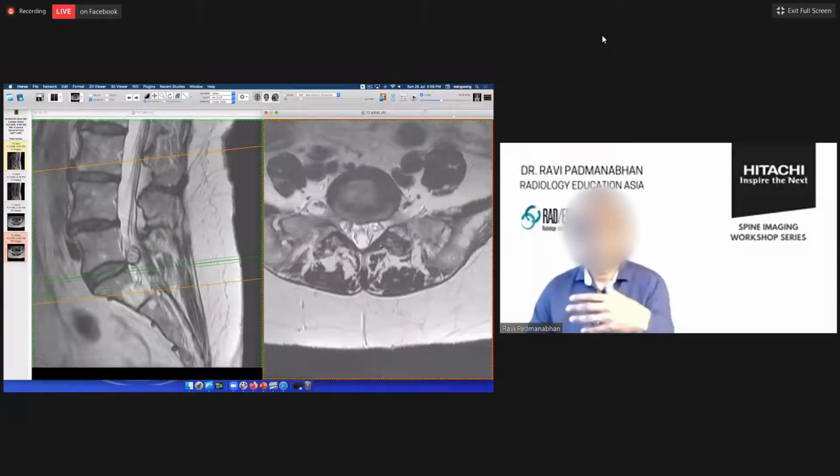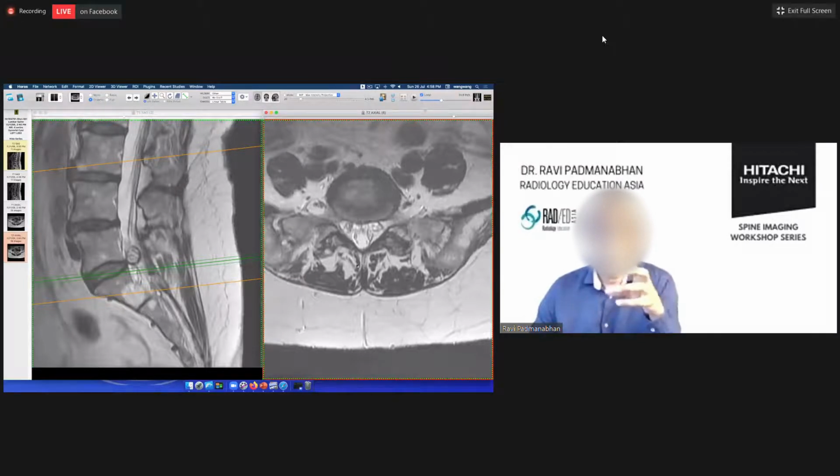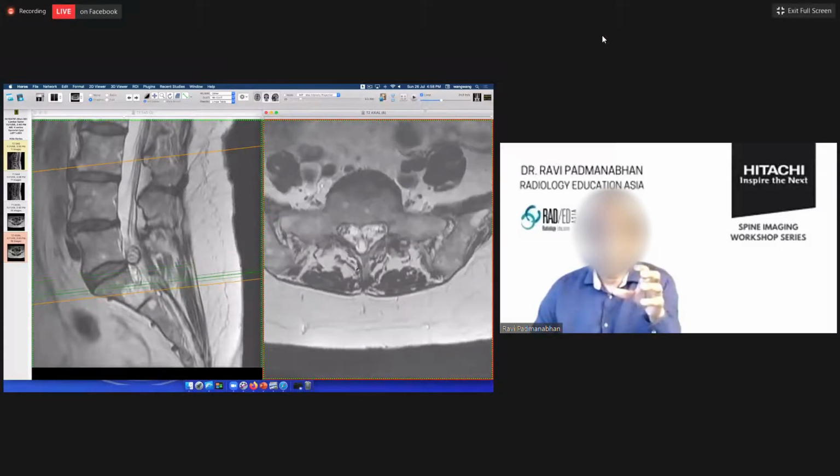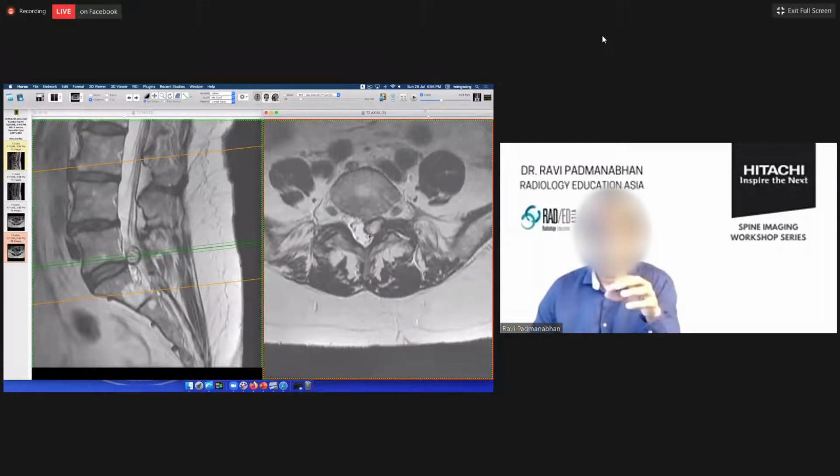So the way to describe it, any report should be very descriptive, in the sense that when someone's reading it, they don't really even need to see the scan. So if you describe this as a well-marginated cyst, sitting in the subarticular/lateral recess arising from that left facet joint and compressing the thecal sac and the traversing left S1 nerve root, that's really everything they need to know.